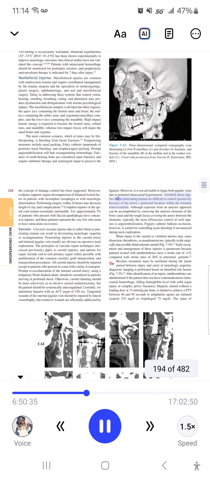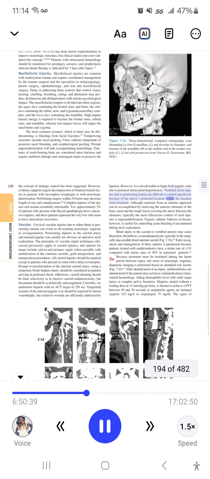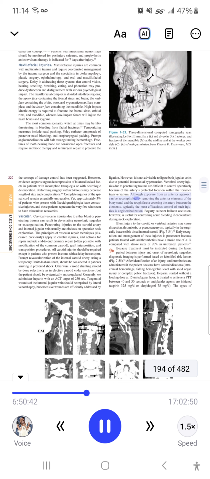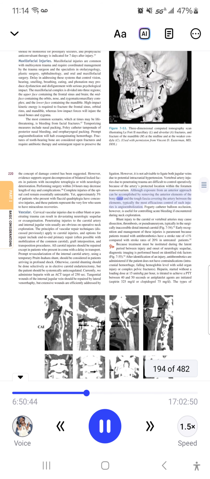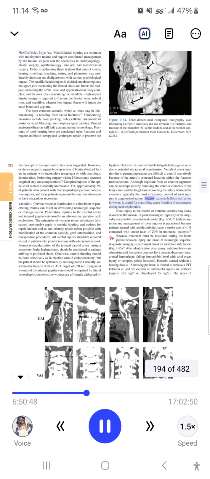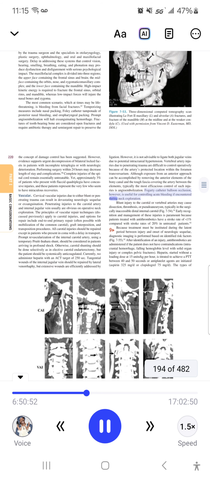Vertebral artery injuries due to penetrating trauma are difficult to control operatively because of the artery's protected location within the transverse foramen. Although exposure from an anterior approach can be accomplished by removing the anterior elements of the bony canal and the tough fascia covering the artery between the elements, typically the most efficacious control of such injuries is embolization. Balloon occlusion with a Foley catheter, however, is useful for controlling acute bleeding if encountered during neck exploration.